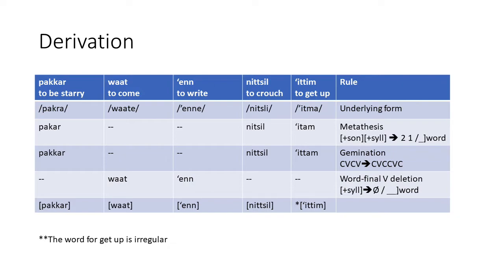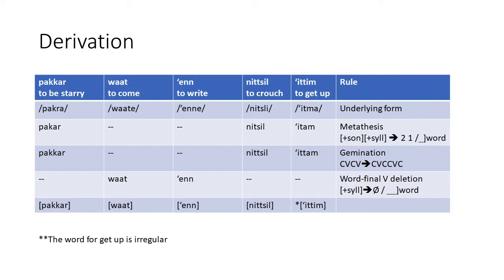But here, let's look at gemination. Yes, it becomes CVCV. NITSI. So now we have to just double that second C, which is the T. Now, again, this is written a little confusingly, but the TTS, that is considered double T. So nitsil. It's double T, in case that was a little confusing.